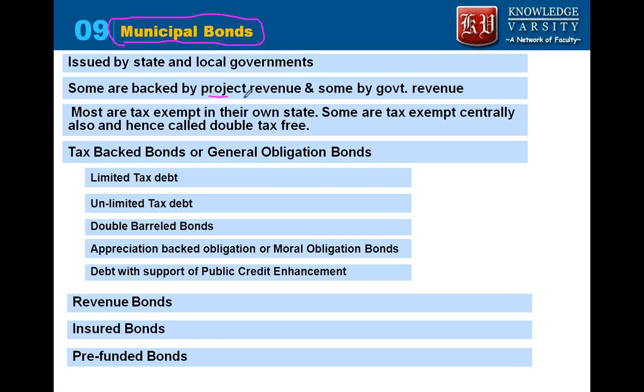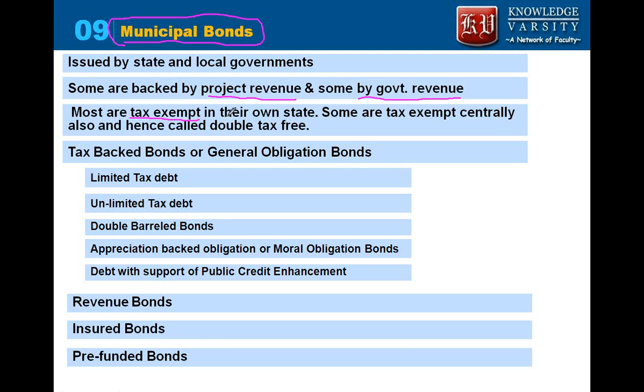Some are backed by the project revenue and some are backed by the government revenue. Now most of these bonds pay very low yield. But to entice the investors, they make it tax exempt. So let's say Arizona state has issued a bond, it will make it tax exempt in their own state. But California will tax that bond.